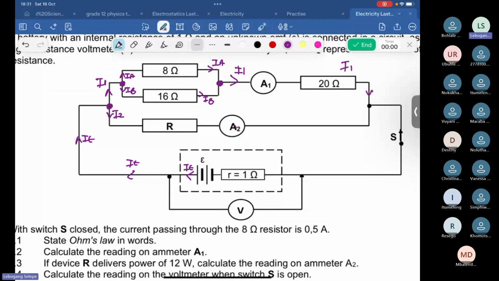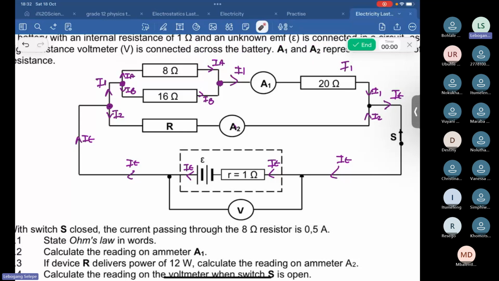Then I1 and I2 combine again to give us the total current that comes out of that combination, and that total current would then go back to the battery. The internal resistance would also receive the total current.